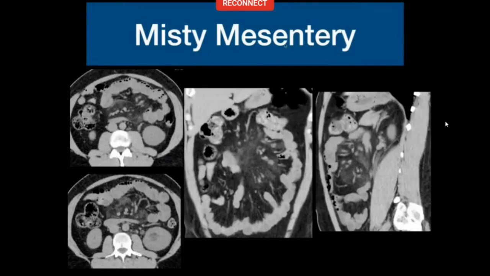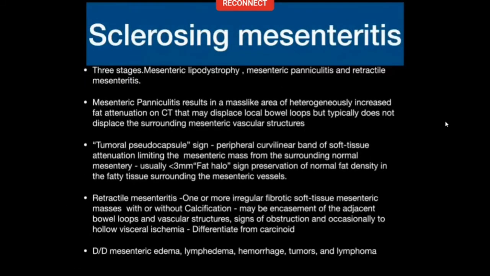This is misty mesentery or sclerosing mesenteritis. If you look around the vessels, there is a fat halo sign. So you get an ill-defined area of increased attenuation along the attachment or the root of the small bowel mesentery. This is what is known as sclerosing mesenteritis. It has 3 stages, 2 of which we can see. One is mesenteric panniculitis and the other is retractile mesenteritis.